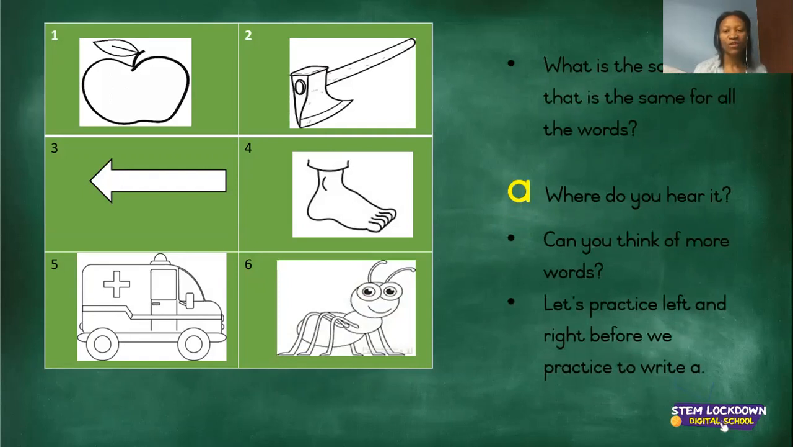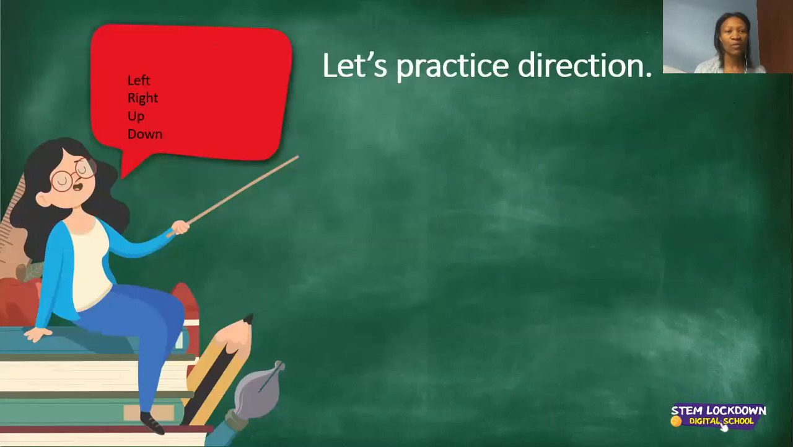Let's practice left and right before we are going to practice writing A. Can you remember the direction that the arrow showed or pointed to in the story? It was to the left, and our red arrow shows us pointing to the left. Now I want you all to point to the left just like the arrow is showing in the picture. The red arrow points to the left, and I want you to lift up your arm and point to the left.